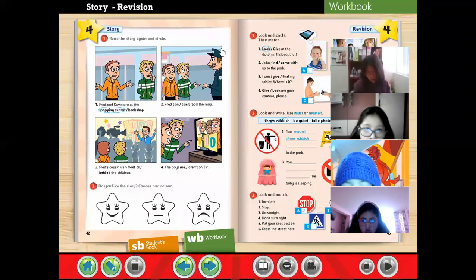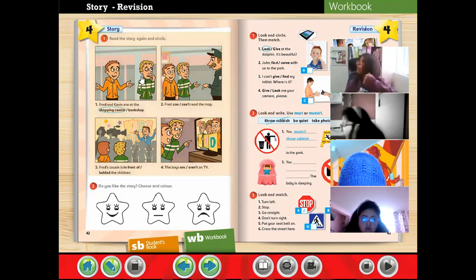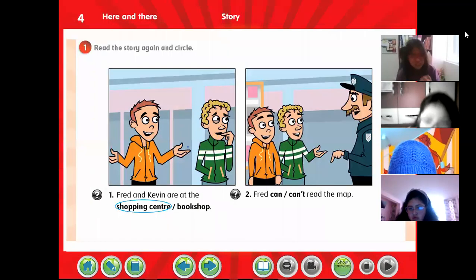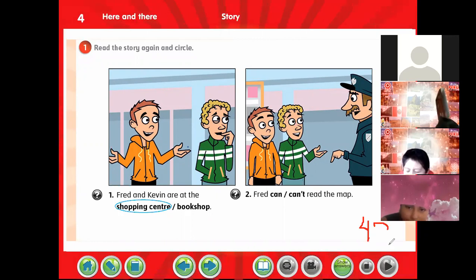Do you remember the story when the children are on TV? Yes, no? Do you remember that? Let's answer this question, okay? Let's complete this sentence. Is it the story from the workbook or student book? Workbook, workbook. This is in the workbook. This is page 42. Let's go now to page 42. Let's continue with that. 42. Okay?